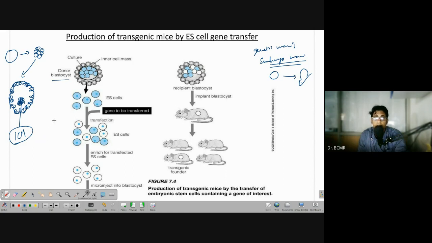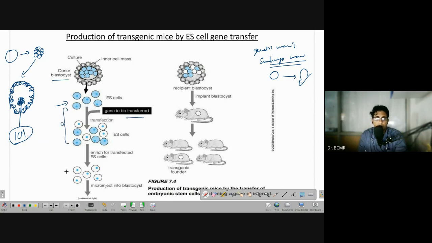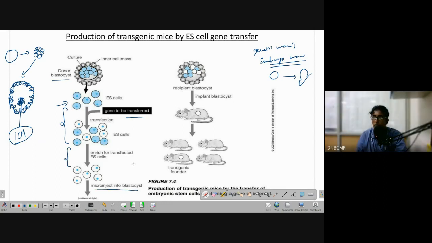So what we are going to do is take the engineered embryonic stem cells, the manipulated cells. Say, for example, we took the embryonic stem cells, made the genetic manipulation, and selected and got the engineered cells. Now those engineered cells are going to be put into a new blastocyst, the recipient blastocyst. Through microinjection, cells can be put inside, and then they will put it into a mouse, a female mother.